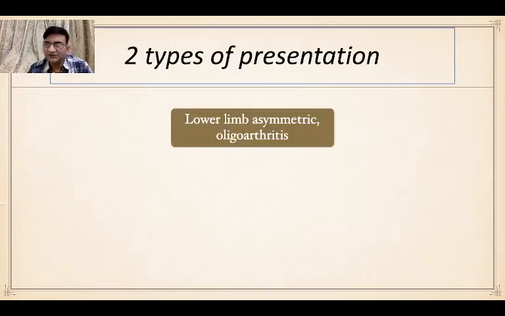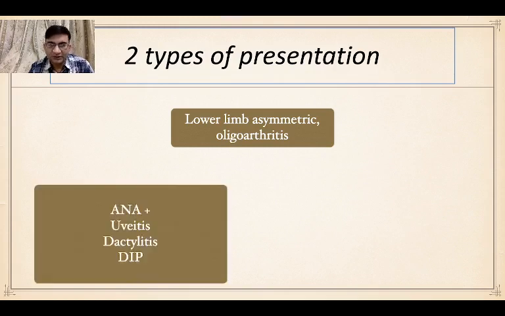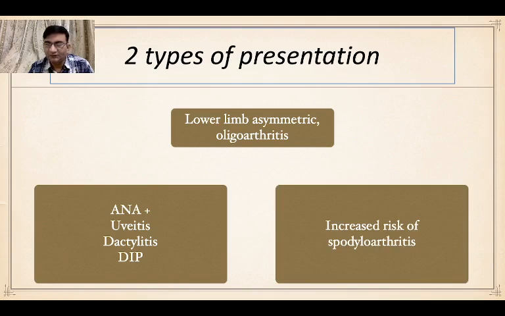So distal interphalangeal joint involvement is commonly seen in psoriatic arthritis and not in any other kinds of juvenile idiopathic arthritis. Psoriatic arthritis usually has 2 types of presentation. If you closely look at this slide, you will find that these patterns mimic other types of JIAs. So the 2 types of presentations are, one is predominantly lower limb asymmetric oligoarthritis, who are ANA positive, have uveitis, dactylitis, and DIP involvement.